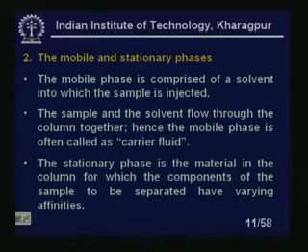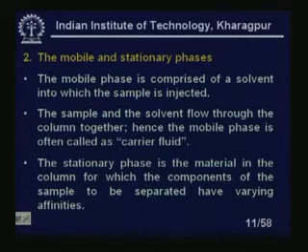The stationary phase is the material in the column for which the components of the sample to be separated have varying affinities, right. It should have varying affinities, otherwise you cannot separate. That is the most important thing in chromatography. So, that is the reason, third bullet I am explaining: the stationary phase is a material in the column for which the components of the sample to be separated have varying affinities.